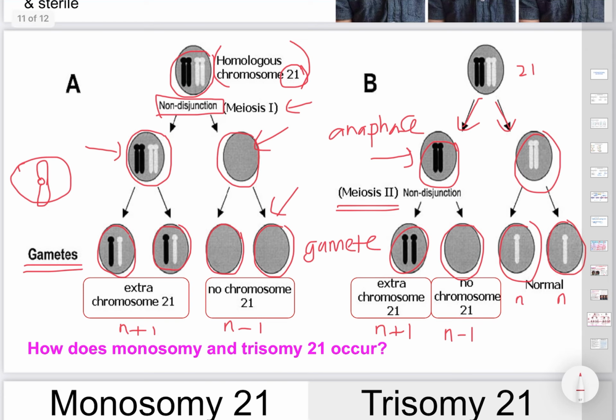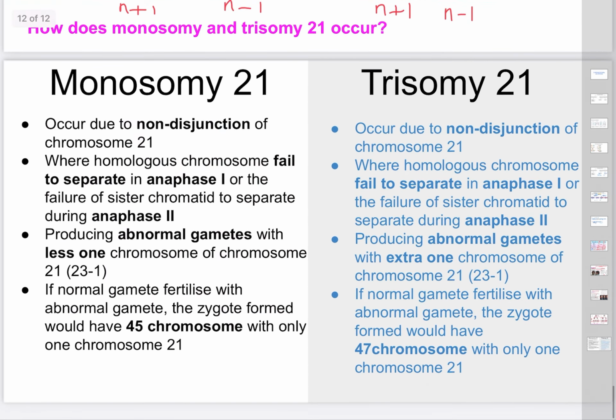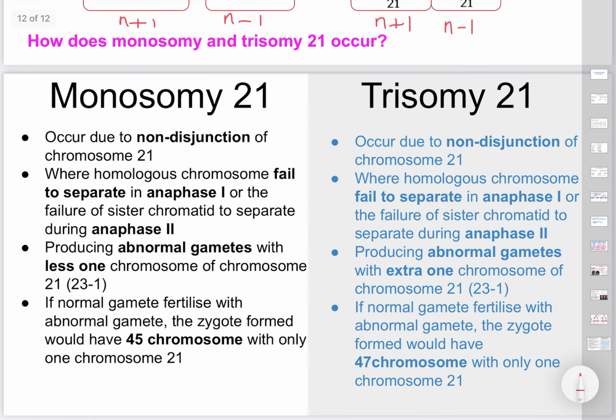Okay, so kalaulah normal gamete fuse with this abnormal gamete, kita akan dapat zygote yang hanya ada 45 kromosom sahaja, di mana dia kekurangan satu kromosom dekat kromosom 21.